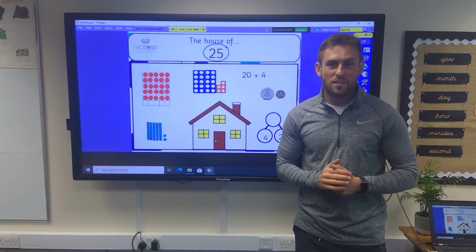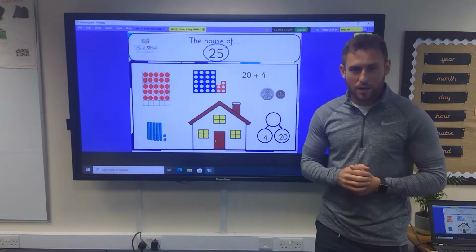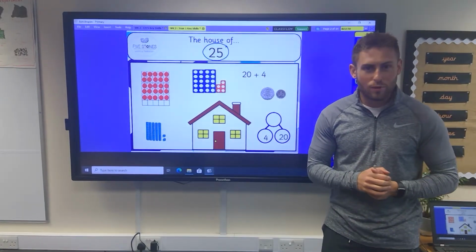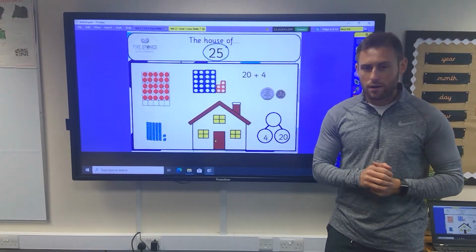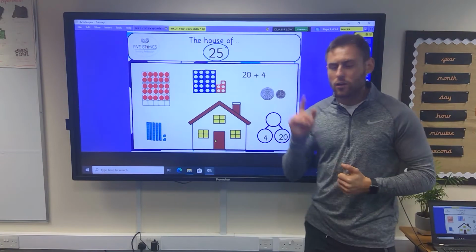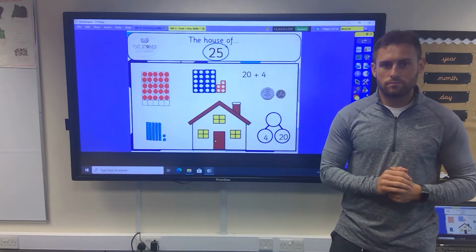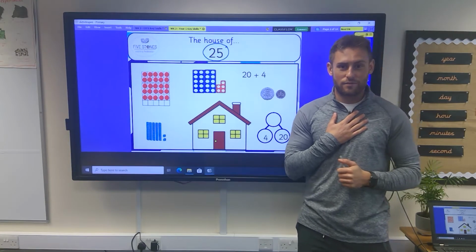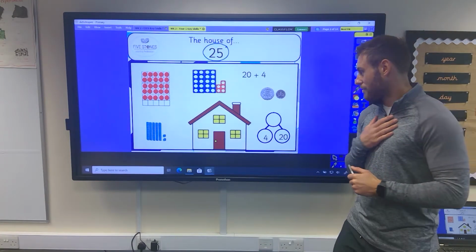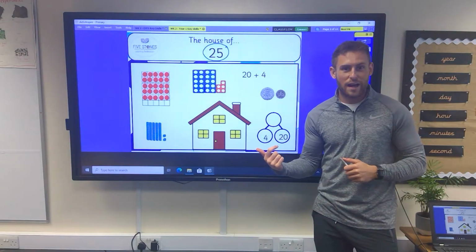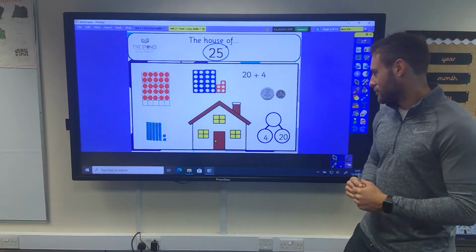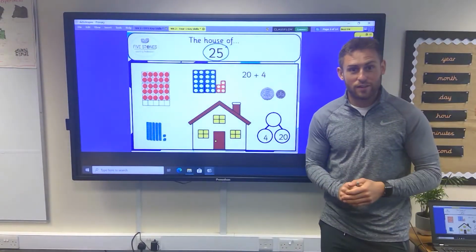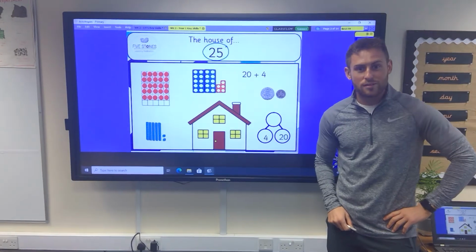If you are 25, you are allowed to enter my house. But if you're not 25 and you don't represent 25, you are not allowed in the house. So I'm no longer allowed in the house because I'm no longer 25. Ask your mums and dads if they're allowed in the house. Are they 25? No, I don't think so. Are you 25? You're not allowed in the house.